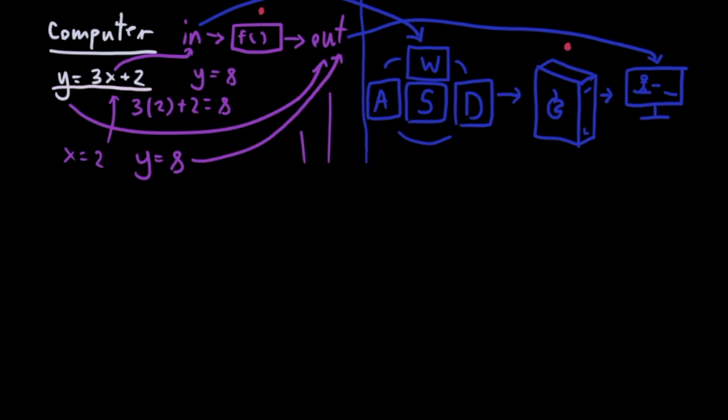So the function in this scenario is stagnant, right? The function essentially is 3x plus 2. That's our function. And the computer is a little bit more complicated than that. A computer is not a stagnant function like this. One of the reasons is that you can have almost infinite methods of input, right?